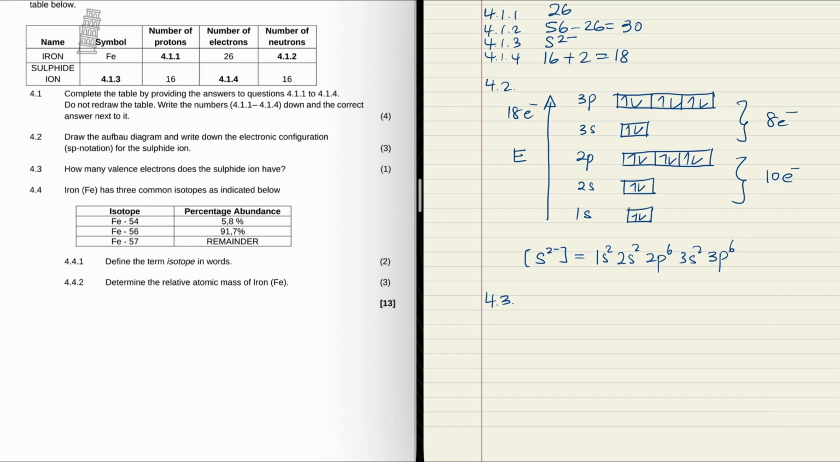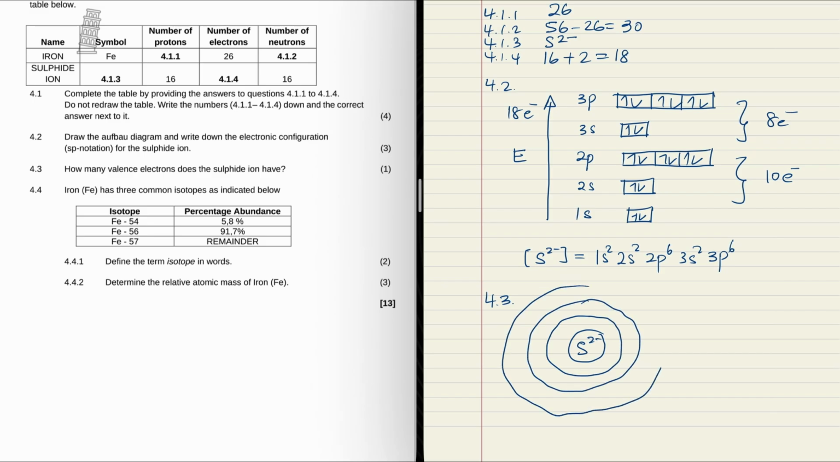So remember that valence electrons are electrons that are on the outermost shell. So if I draw this, here's my ion. There's the first shell, here's the second shell, and then here's the third shell. The first shell only has 2, so 1, 2. This entire thing here, that's the second shell. There's 8 there, so 1, 2, 3, 4, 5, 6, 7, 8.